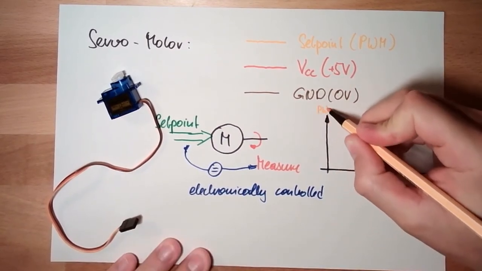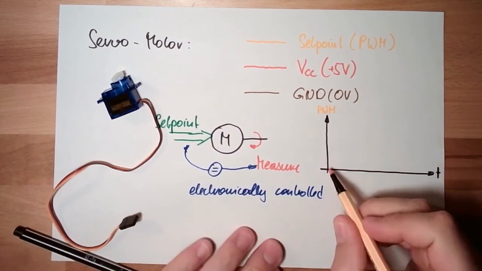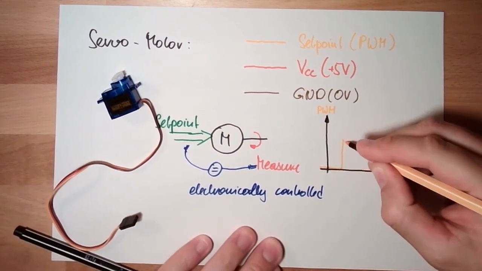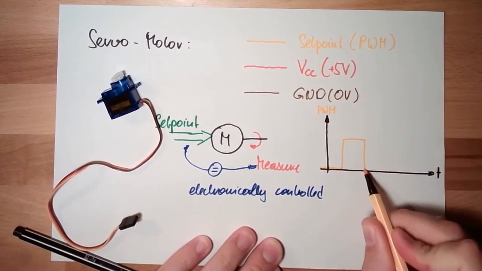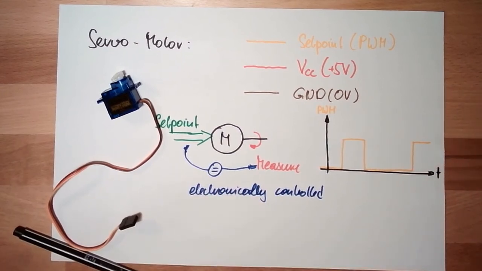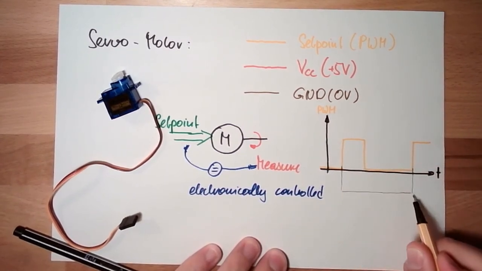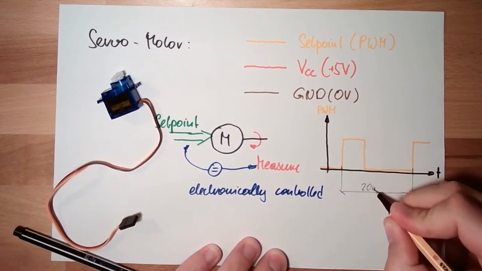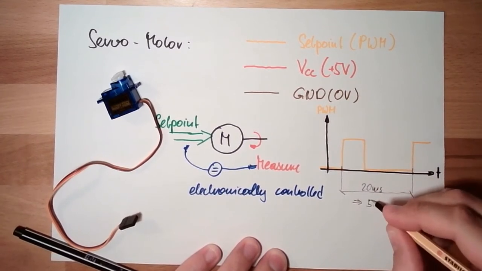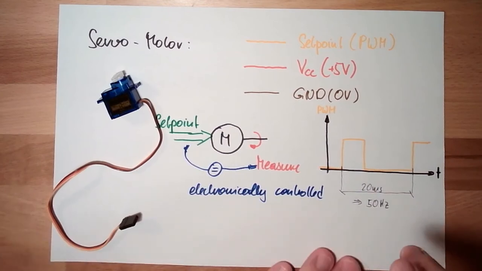Unfortunately, it's not working that way because the PWM signal, and here we have time t, is expecting a signal that looks like this, 0 volts at some point in time. This now looks exactly the same. However, here these are 20 milliseconds. So this means we have 50 hertz. 20 milliseconds means 50 hertz.